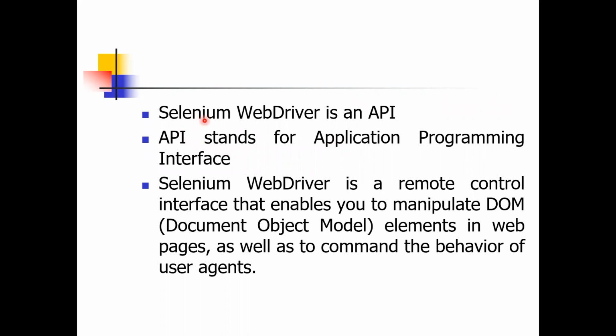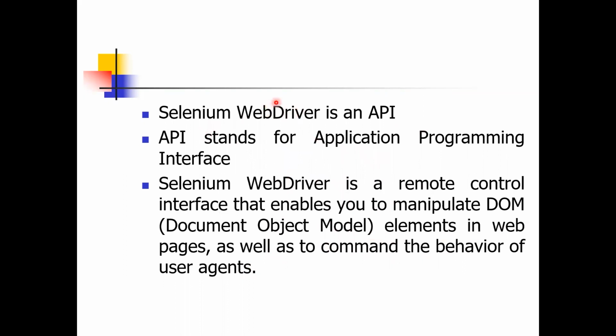Selenium Web Driver is an API. API means Application Programming Interface. It's a remote control interface that enables you to manipulate the DOM, the Document Object Model, elements in web pages, as well as to command the behavior of user agents. Directly, you will interact with the website.